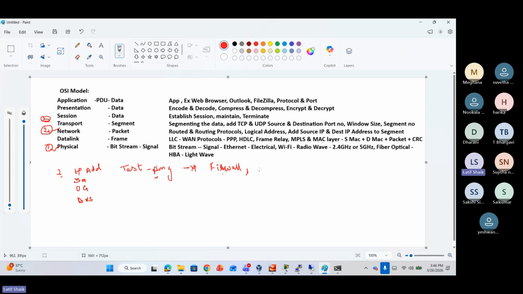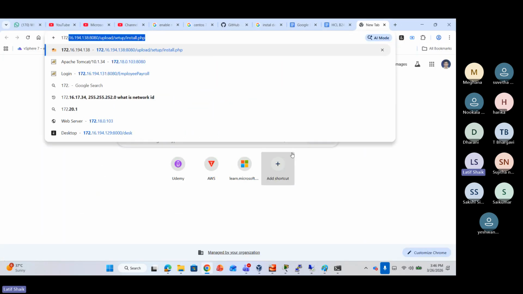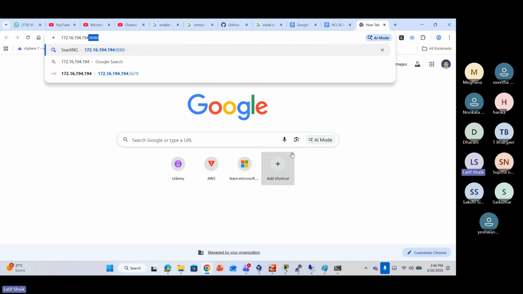Next, two more: one is application related, another is session related. For example, I am able to reach 172.16.194.194.